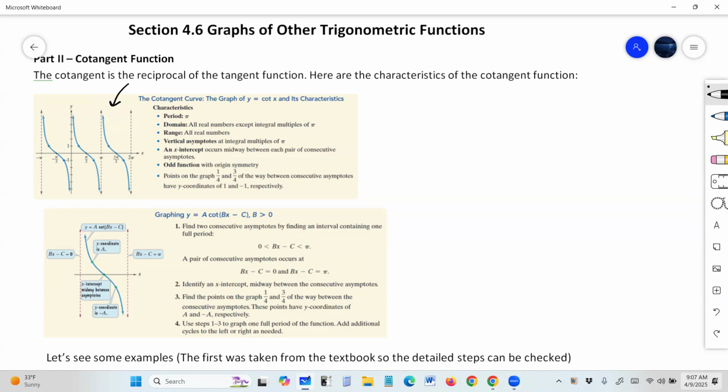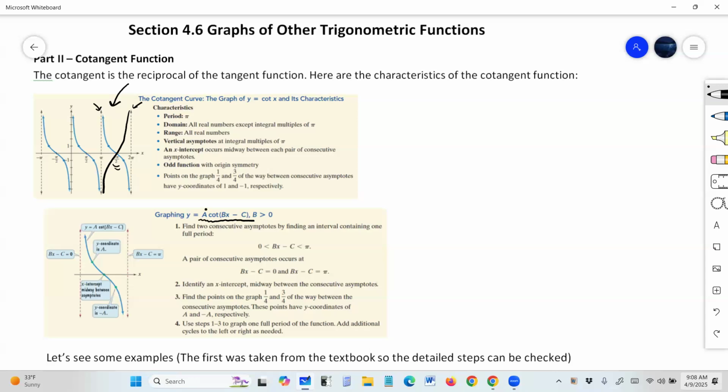The tangent is the blue graph. The dashed lines are the asymptotes, and the cotangent looks like this. So it looks like a reflection, not going over the 3 pi over 2 x-intercept, but it looks like a reflection of the tangent. So we are going to be graphing a cotangent that looks like this format. It's identical to the tangent.